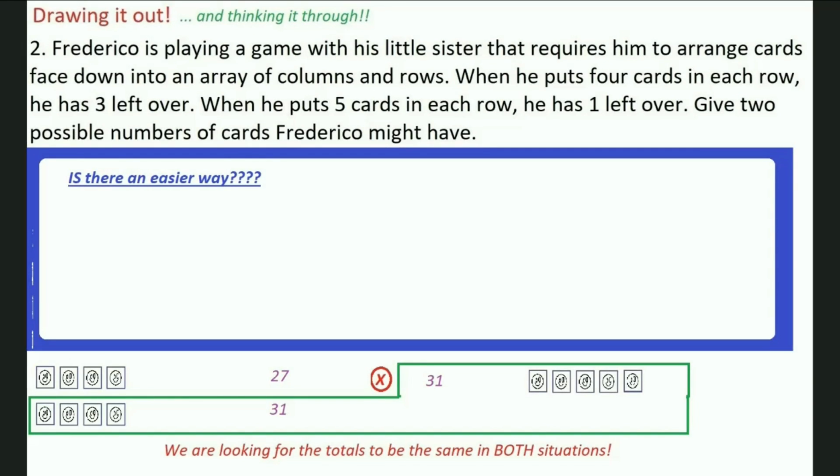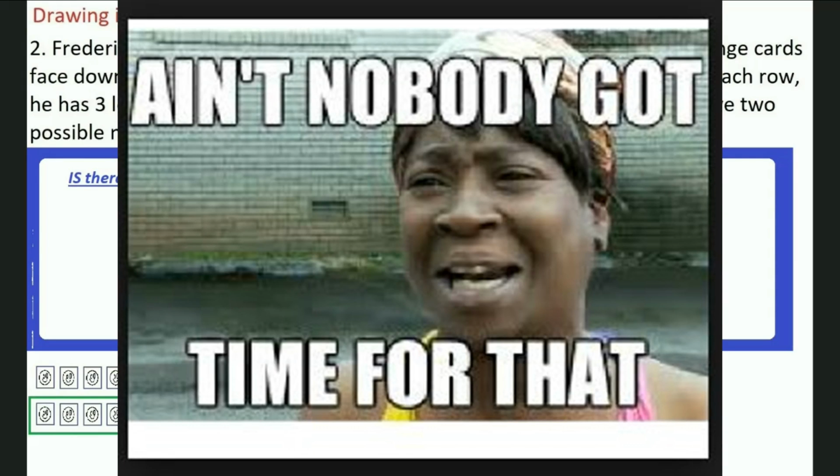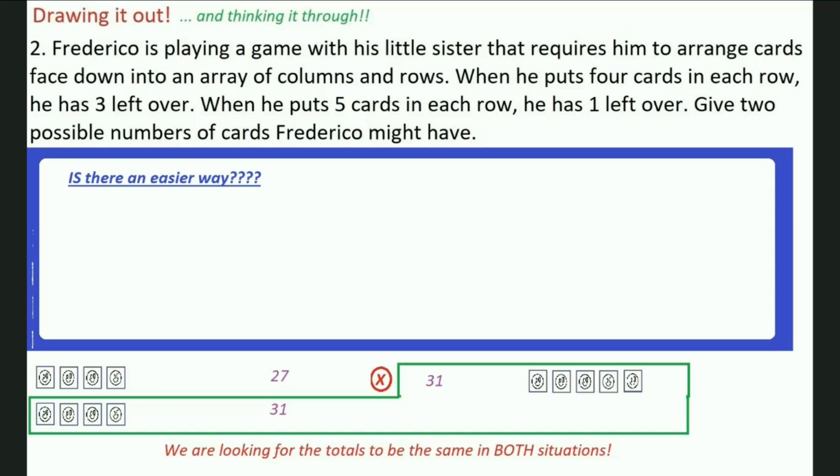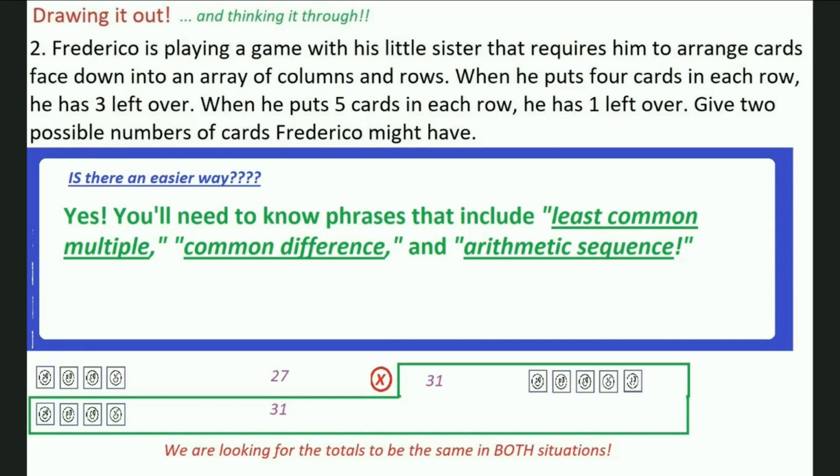Is there an easier way? Because you're like, I don't have time on an SOL test to go scribbling through and drawing cards and everything. There is an easier way. But you're going to need to know some things like least common multiple, common difference, arithmetic sequence. Thankfully, you're going to get to all of that in algebra. So you have some stuff to look forward to.